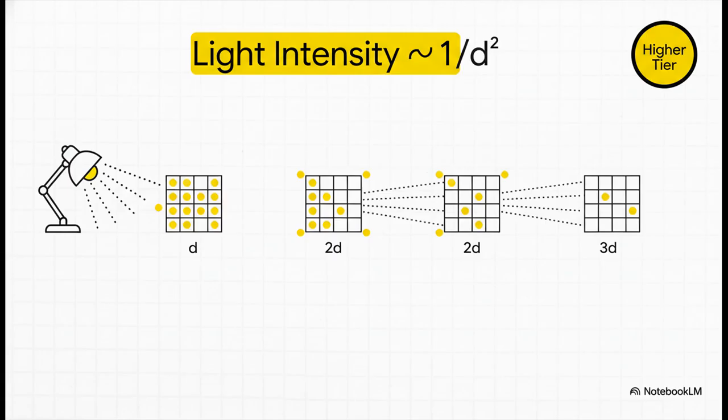Okay, higher tier students, listen up. This next bit is just for you. There's a specific mathematical rule you need to know called the inverse square law. See, light intensity doesn't just get weaker with distance, it follows this specific pattern. Basically, it means if you double the distance, the light intensity drops to 1/4 of what it was. And if you triple the distance, it drops to just 1/9. It's a key detail that'll help you get those top grades.